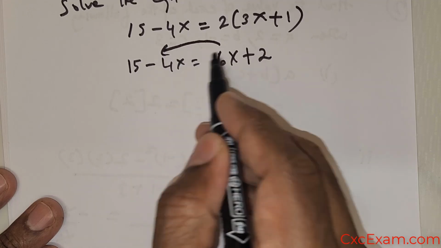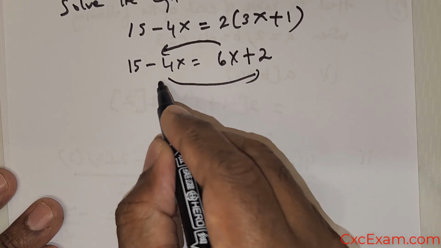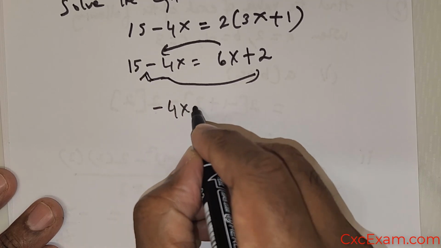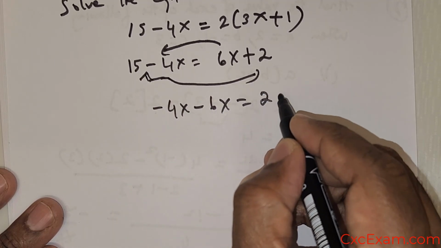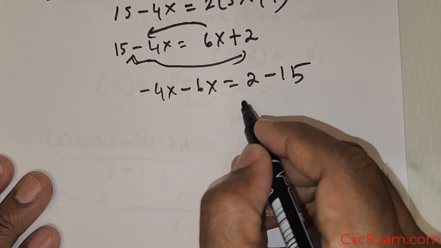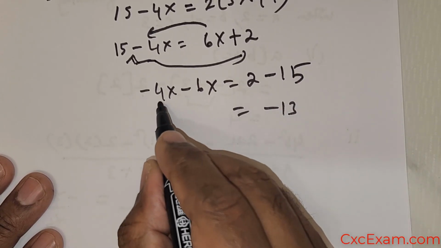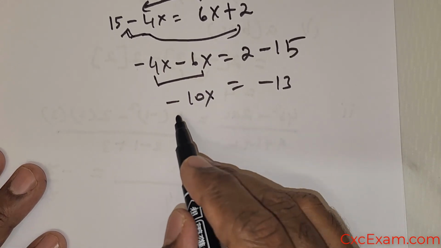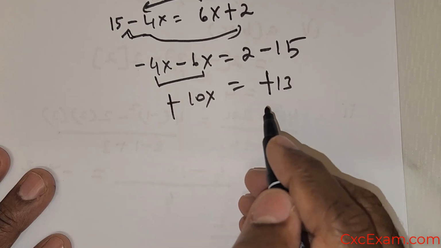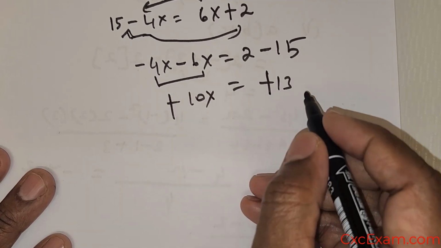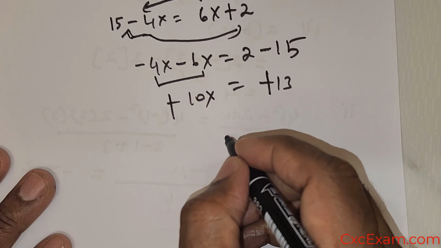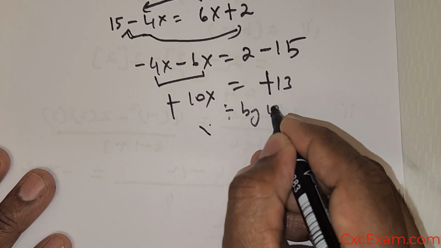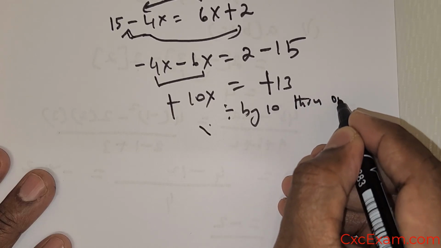As I told you, bring all the variables to the left and the constants to the right. So this is a constant I'm talking about, 15. So this is negative 4x, negative 6x is equal to 2 negative 15. This would give you negative 13. These two can be added, that would give us negative 10x. Both the sides are negative, so you can convert it into positive either by multiplying by -1 or dividing by -1. Now we need to get the value of x. So divide by 10 throughout.